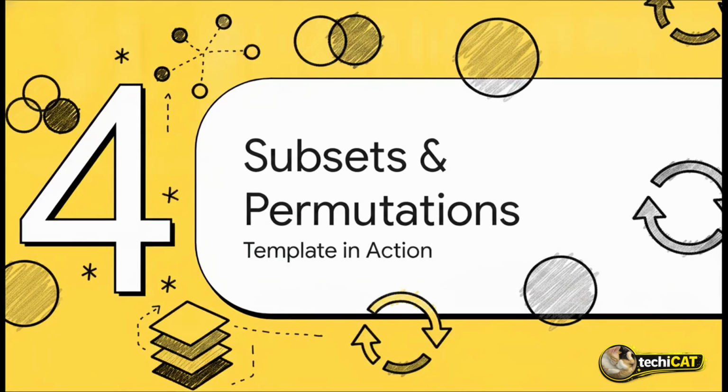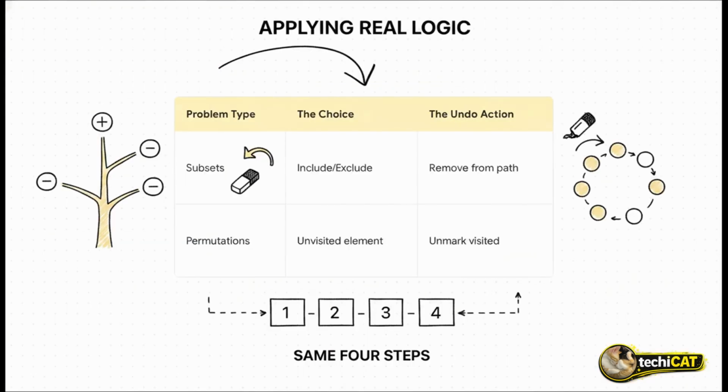Let's put this into practice in section 4. Examples, subsets, and permutations. Let's see how this exact same template effortlessly solves two completely different problems. Think of a real-life scenario, like packing a backpack for a camping trip. For subsets, your choice loop is just a simple question. Do I pack the flashlight? Yes or no. Include or exclude. And the undo action, you just unpack it.